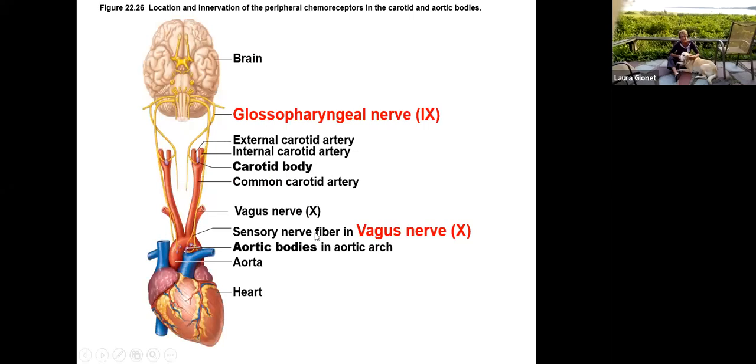Okay, just as a review, don't forget which cranial nerve conveys sensory information from the carotid bodies. That's the glossopharyngeal, cranial nerve 9. And from the aortic arch it's the vagus nerve, cranial nerve 10.